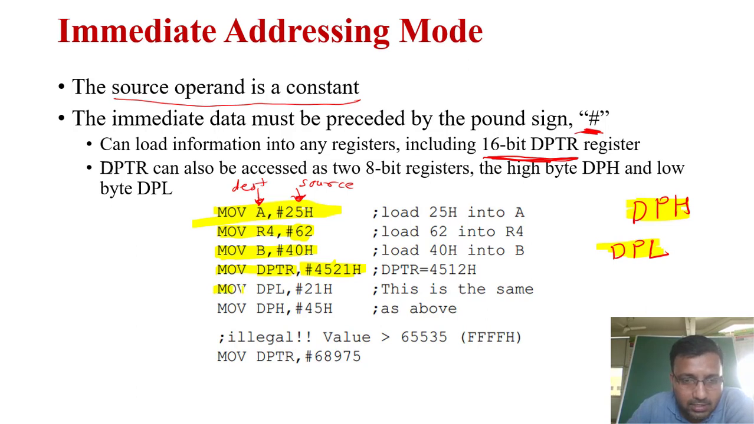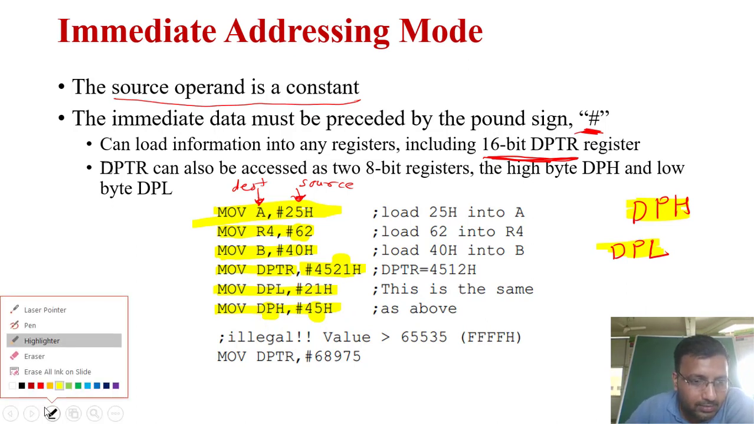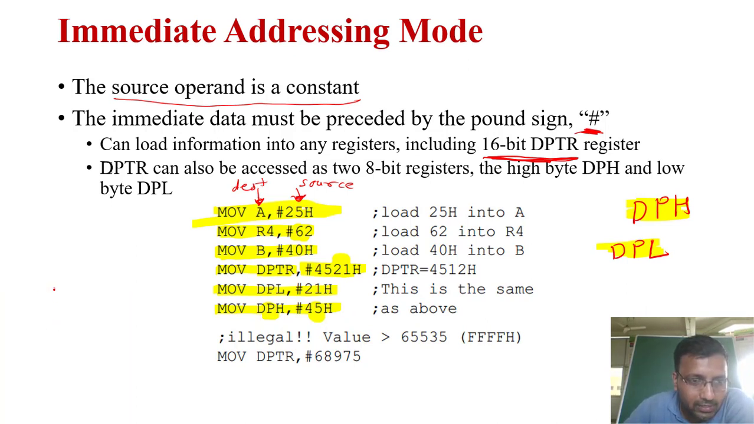So how to access this DPL? The instruction is MOV DPL, #21. Here it is the lower byte, so this lower byte will be moved into the data pointer lower byte, and MOV DPH, #45h will load 45h into the higher byte as well. It is the same way, but the thing is, the DPTR is 16-bit, and the maximum value is 65535. So we cannot load 68975. Here it is an illegal value, because the maximum value it supports is 65535.